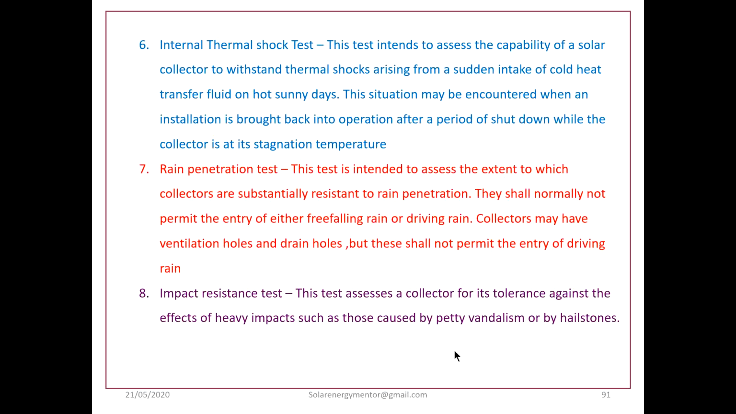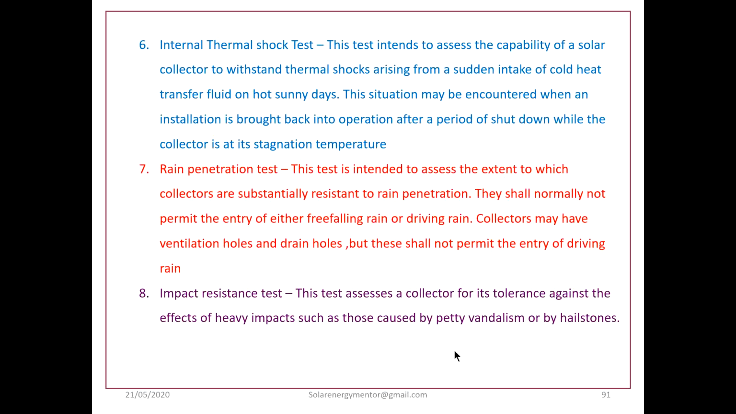They shall normally not permit the entry of either free falling rain or driving rain. Collectors may have ventilation holes. They must have ventilation holes and they must have drain holes. But those holes must be provided in such a way that they will not permit any entry of driving rain. The rain penetration test is for this purpose.